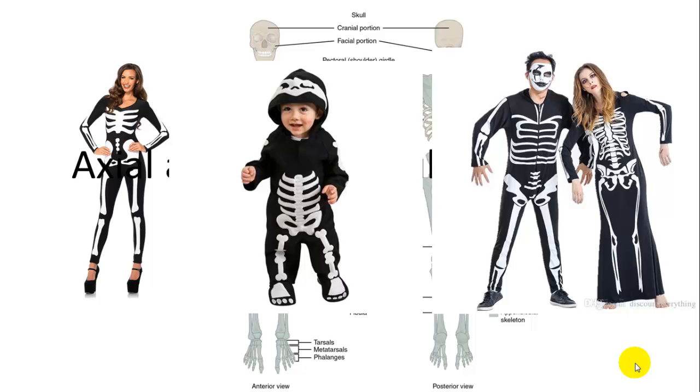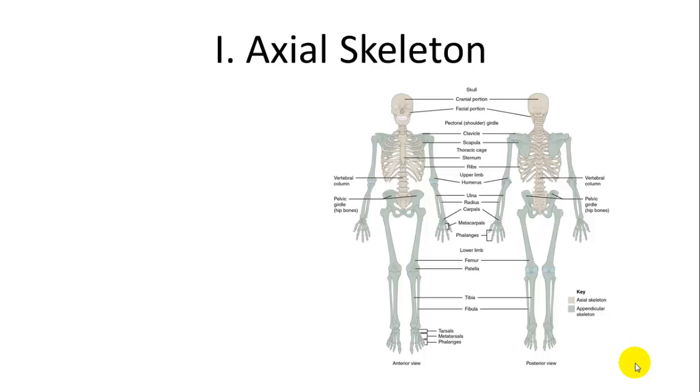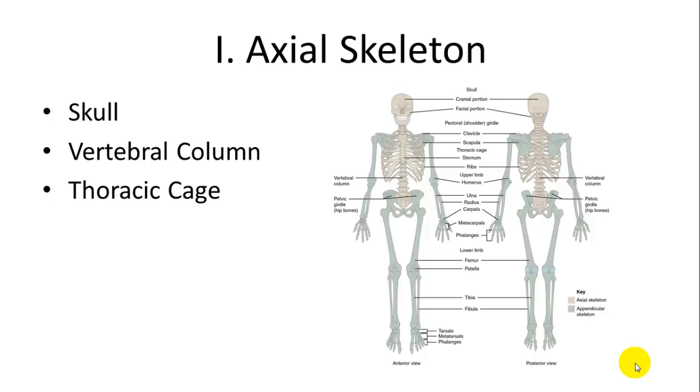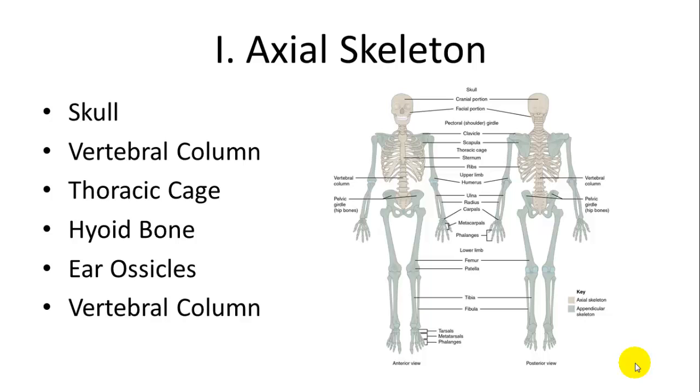So we'll start by going over the axial skeleton, which is aligned along the axis or middle of the body. The skull is, of course, the part that protects the brain case, and many of these bones are protecting your vital organs. The vertebral column is protecting your spinal cord. The thoracic cage is protecting your lungs and heart. The hyoid bone is in your neck, and our ear ossicles are very important to the perception of sound waves. And I have vertebral column in here twice just because I made a mistake.